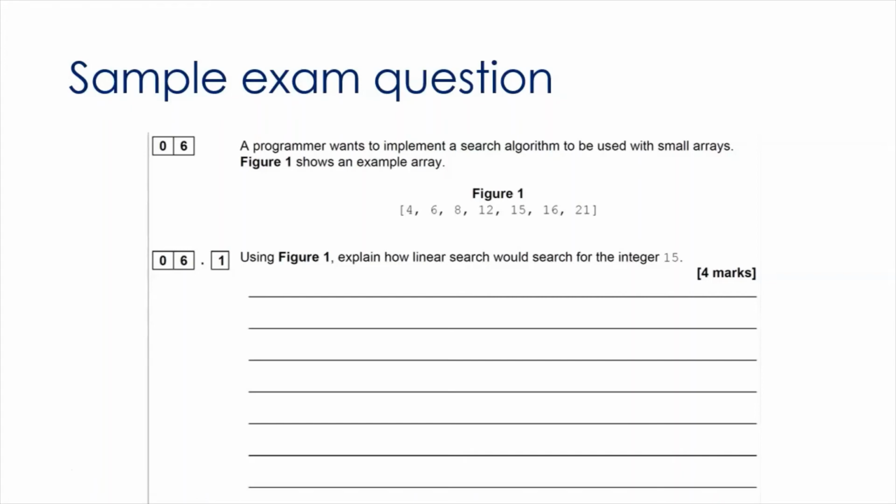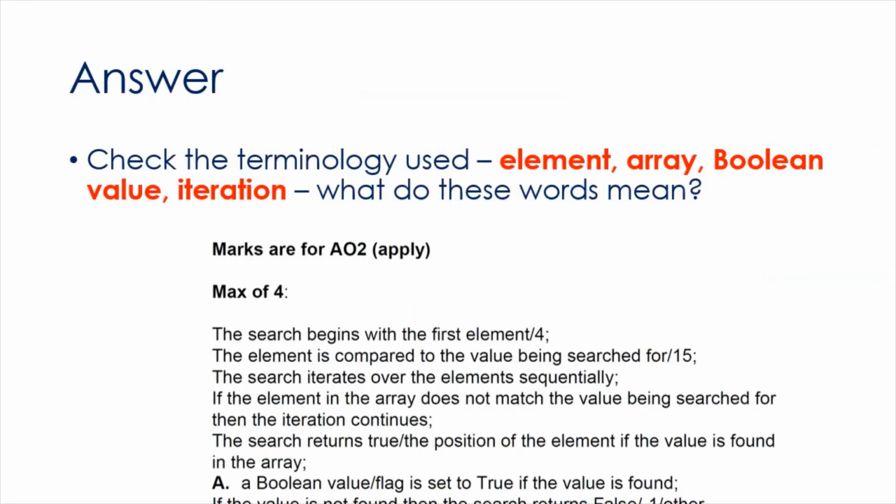Found will be set to false initially. Once it's found the item, the iteration can stop and found is set to true. In your answer, you need to use the following words: element, array, boolean, value, iteration. Think about what these words mean. Iteration is a loop. Boolean is true or false. Array is my list. Element is the elements in the list. And value is the item I want to find.